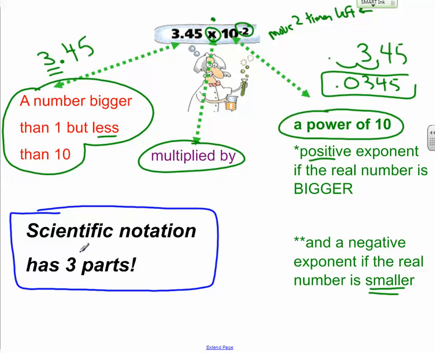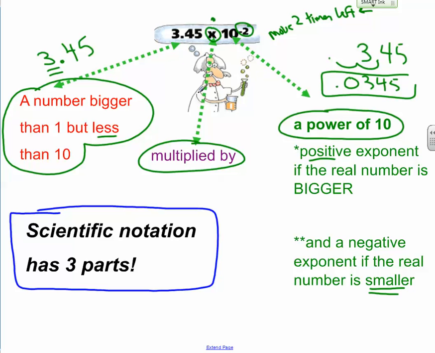There are 3 parts to it. So the first part is you have to have a number that's bigger than 1 but less than 10. 3.45 is bigger than 1 but less than 10. Then you have to have a multiplication symbol. It can either be this multiplication symbol or the raised dot. And then you have to have a power of 10. So a power of 10 is either 10 to a positive exponent if the real number is bigger than the decimal 3.45, or a negative exponent if the real number is smaller than the decimal part of it, 3.45.